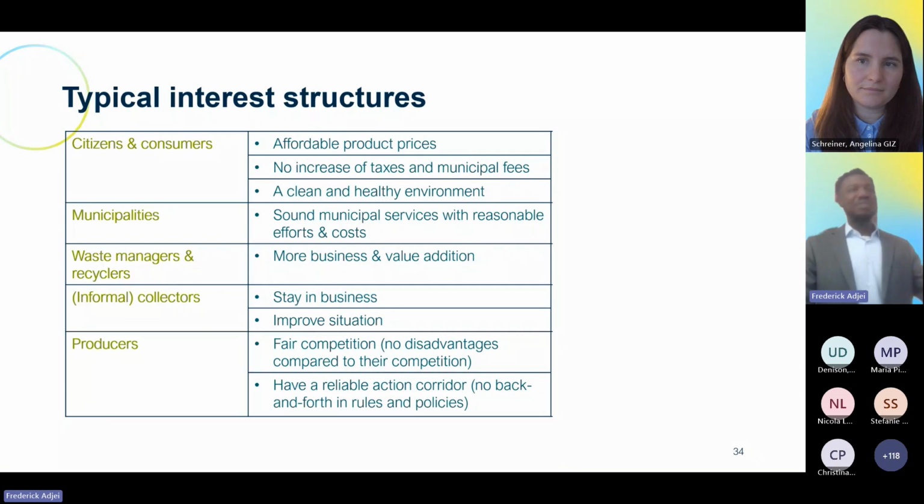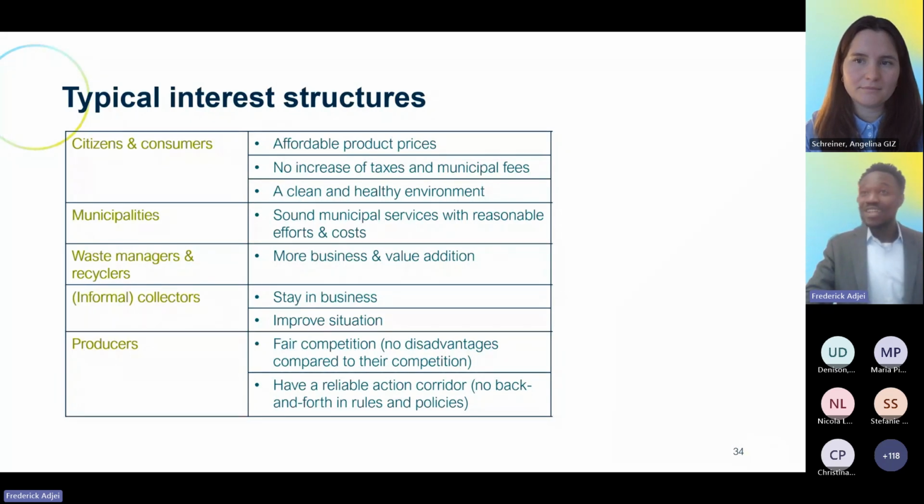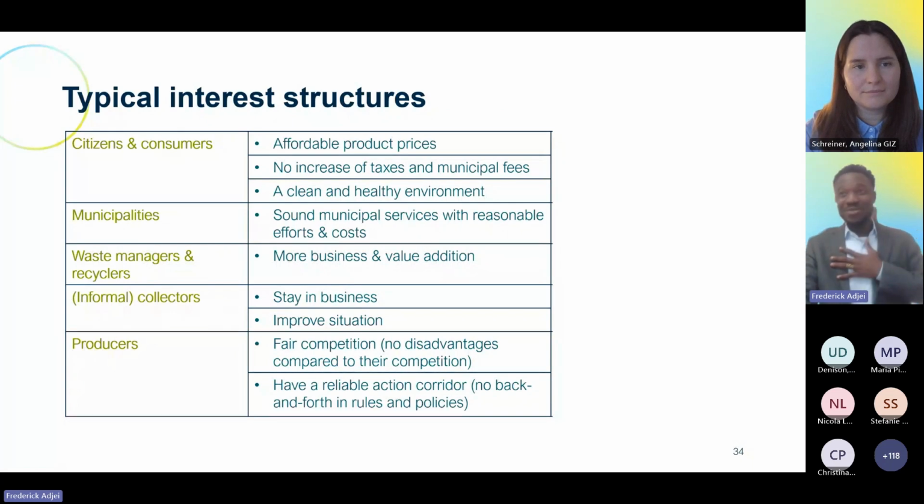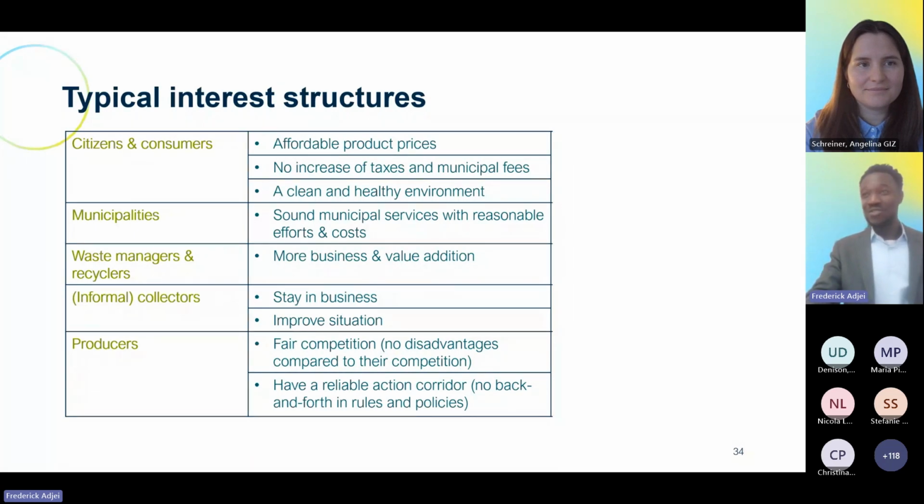So citizens and consumers, what do we want? I put myself now as a consumer. I want good products at affordable prices, as cheap as I can get it. I do not want my taxes to go up. I want to pay as little tax as possible. And if I have kids, I would like to take them to a playground where there's not metal or something that could cut someone. I want a clean and healthy environment.